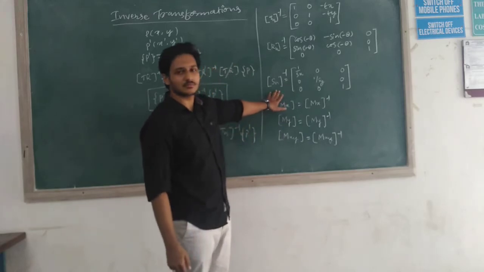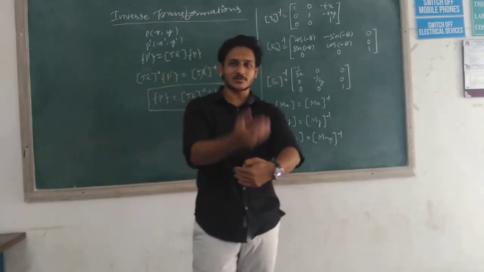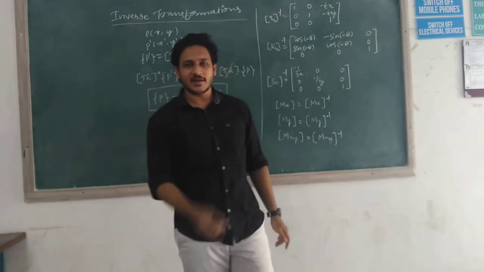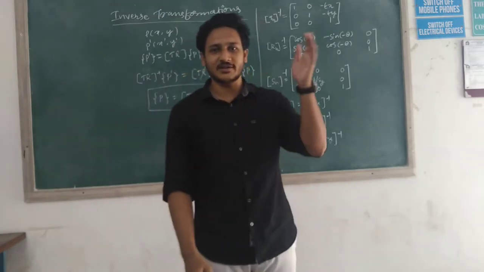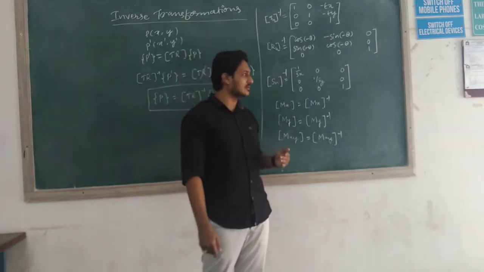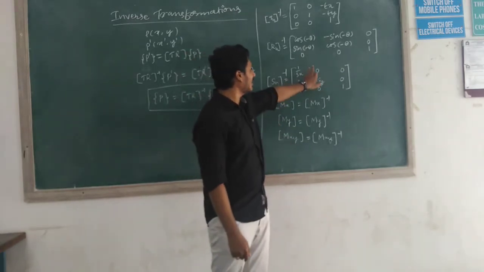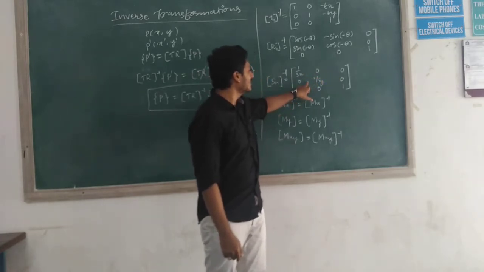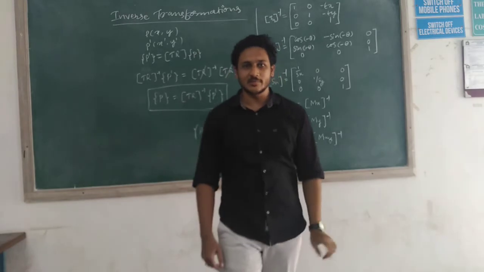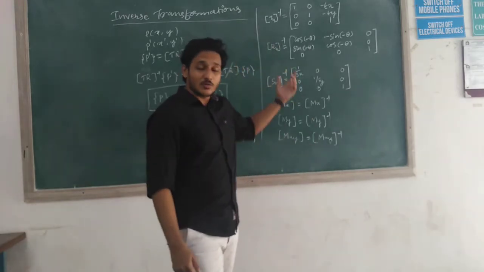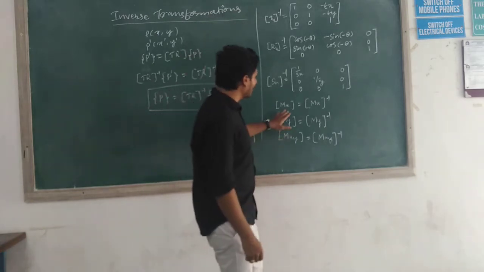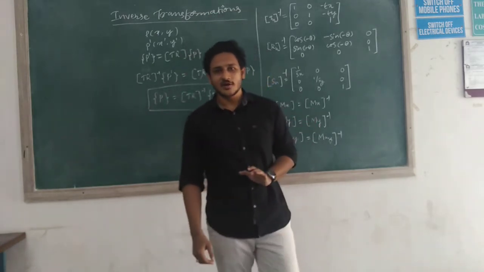Same with scaling. The inverse of scaling uses Sx and Sy, where Sx and Sy are scaling factors in the x and y directions respectively. I just take the inverse of Sx, that is 1 by Sx, 0, 0; 0, 1 by Sy, 0; 0, 0, 1. This will be your inverse scaling geometric transformation matrix, and that will be the same for mirror or reflection.